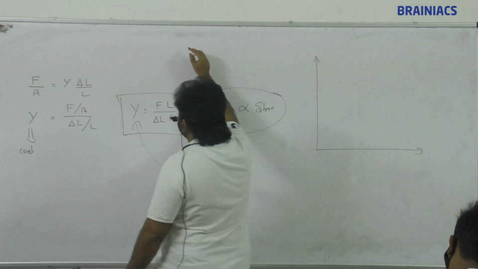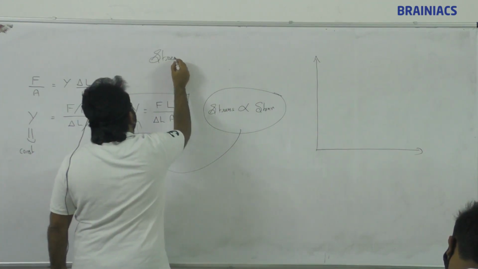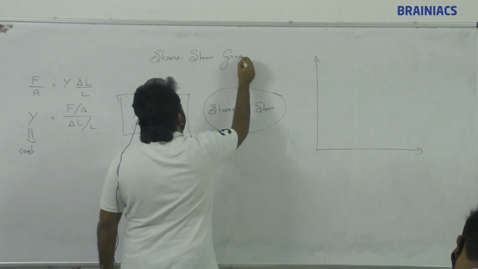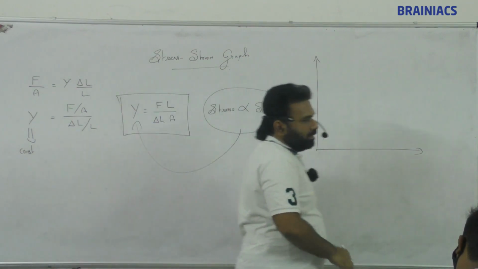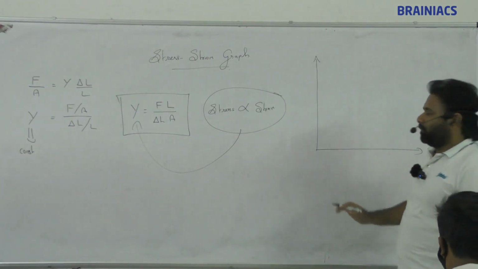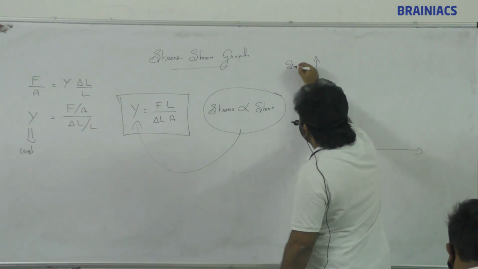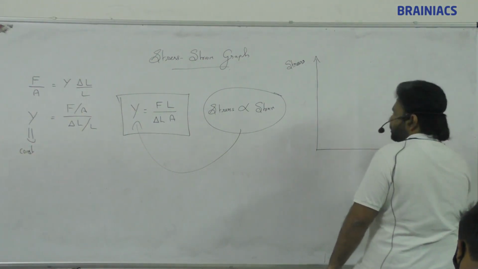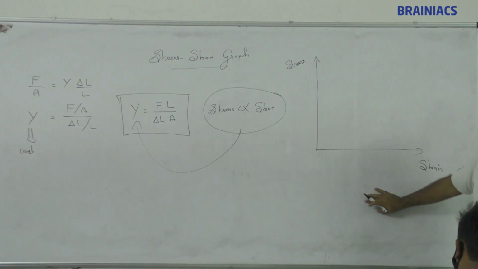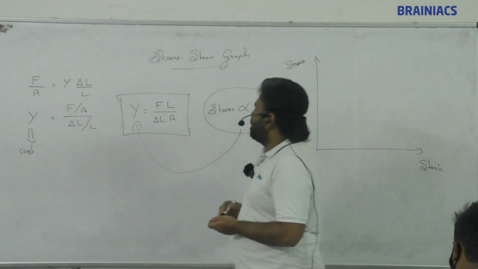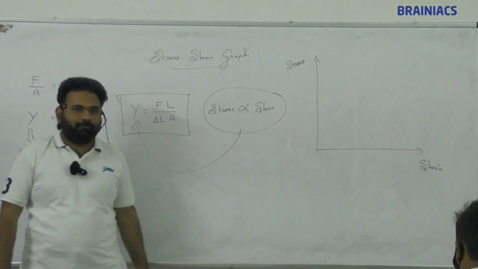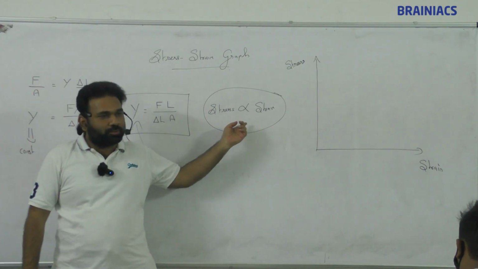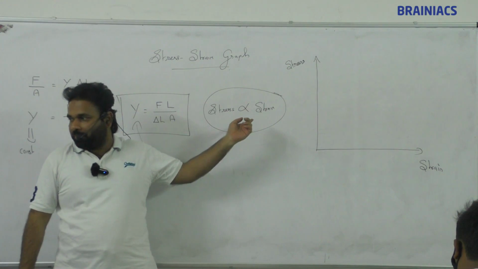You put the heading: stress strain graph. Here we mark stress and here we mark strain. Stress is proportional to strain. When stress is proportional to strain, its shape will be linear.